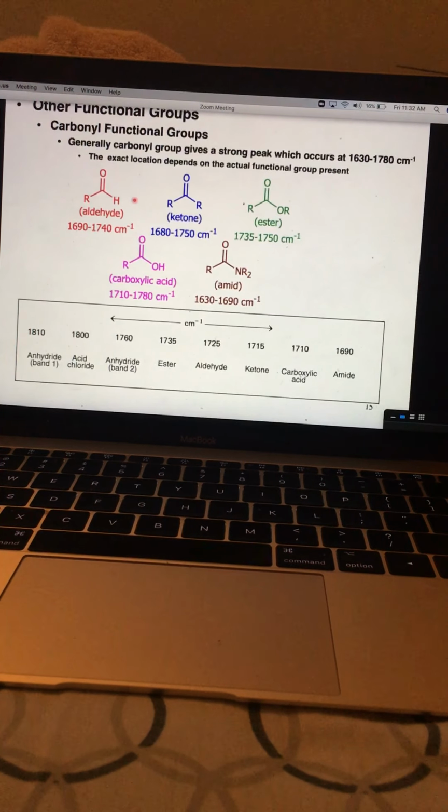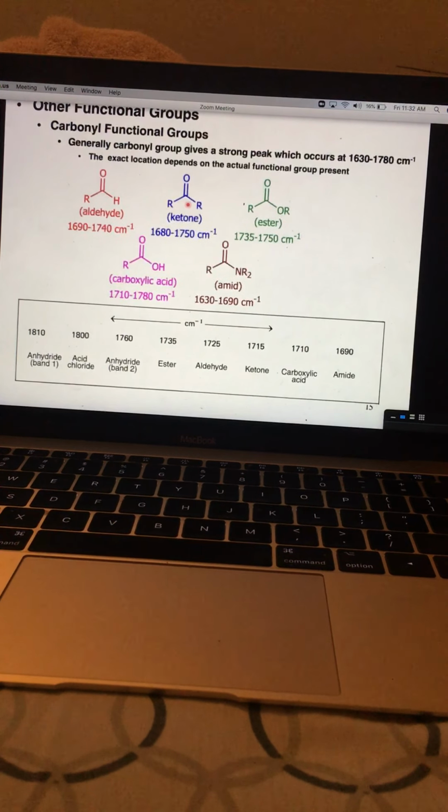Now, one of the harder functional groups to distinguish are groups with carbonyls. So we have aldehydes, ketones, esters, carboxylic acids, amides. One of the things that you can look for is a carbonyl group right here, and this is going to be located around 1700.